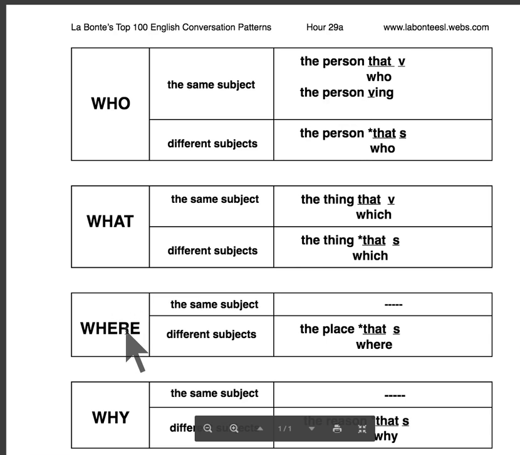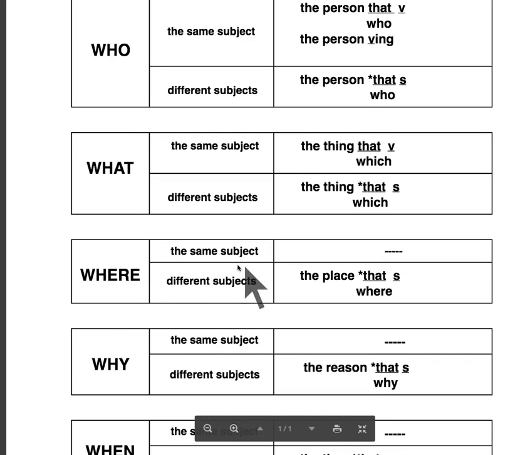With where, things regarding where, usually we're talking about different subjects. Once again, the asterisk, that or where are optional. The place that I went on vacation, the place where I went on vacation, it's the same. The hotel I stayed at, the mountains I like to go to, the beach he went swimming. They're different subjects, the beach and he, they're different. The hotel I have been staying at, the hotel he told me to stay at.